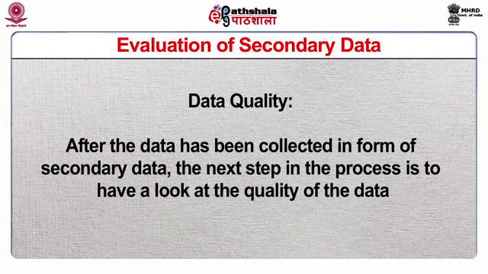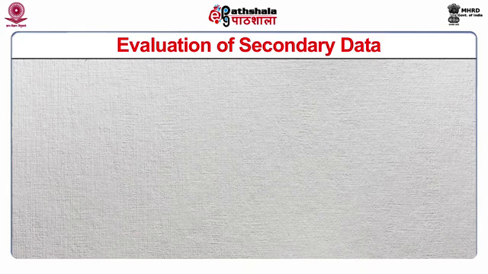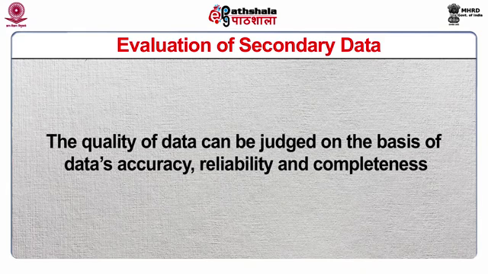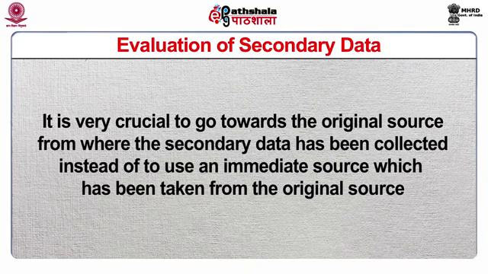Third, data quality. After the data has been collected in form of secondary data, the next step in the process is to have a look at the quality of the data. The quality of the data can be judged on the basis of data's accuracy, its reliability, and its completeness. It is very crucial to go towards the original source from where the secondary data has been collected instead of using an immediate source which has been taken from the original source.